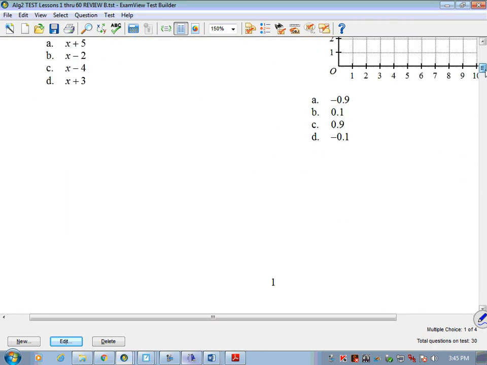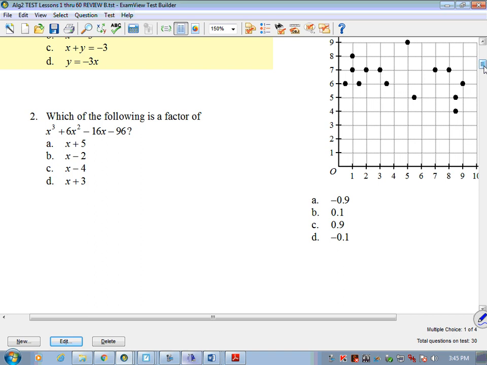Question number 2. Which of the following is a factor of x cubed plus 6x squared minus 16x minus 96? Comes from lesson 38. So if I want to factor this, probably what I'm going to do is factor it by grouping. On this section here, I can take out an x squared, which is going to leave me with x plus 6. On our other one, we're looking for what we can take out of 16x minus 96. And if we take out 16, so we should get -16.